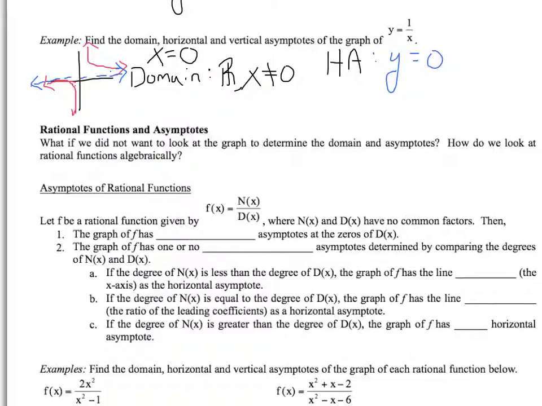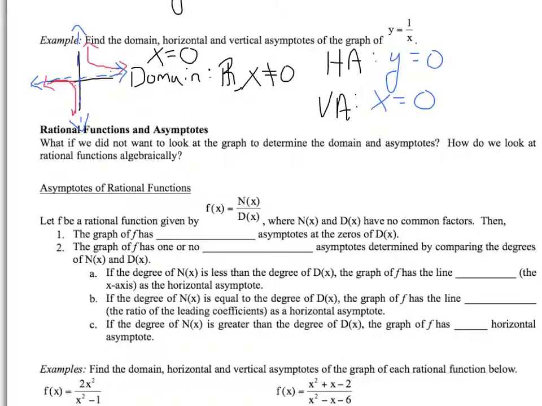Now for my vertical asymptote, it's the same idea. I look for an area where I could draw a vertical line, which would be this line right here, where my graph gets closer and closer to, but will never actually hit. Well, that's right on the y-axis, and the equation of that line is x equals 0. So hopefully looking at a graph, you can see what the domain, horizontal, and vertical asymptotes are.